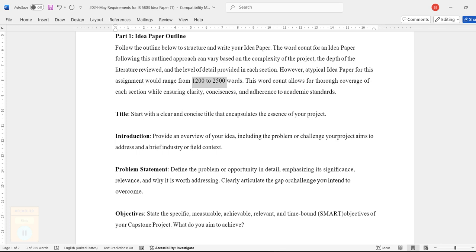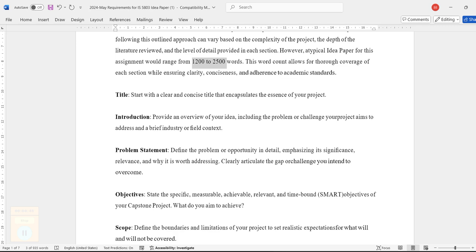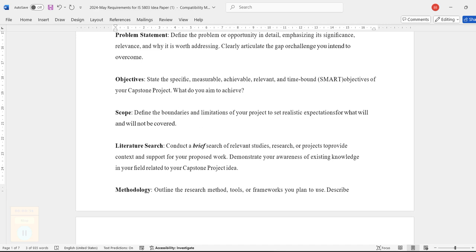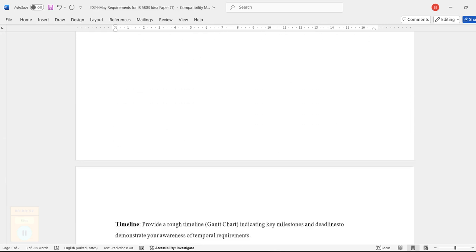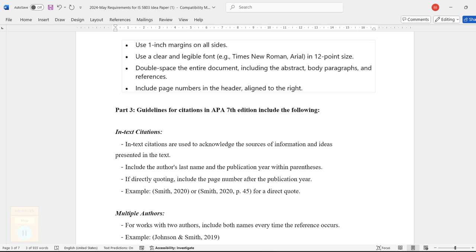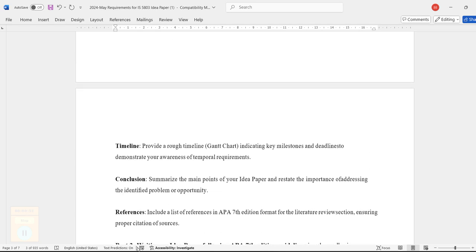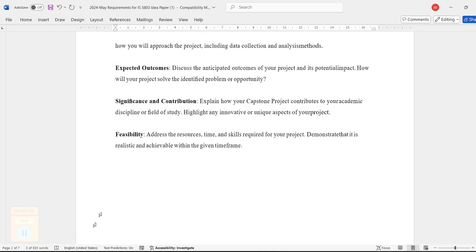This paper consists of various sections, which include the title of your idea. Next, we are supposed to give some introduction to the paper idea, whatever idea you have. Then problem statement, objective, scope, literature research, a lot of sections are there. All these sections have to be completed, up to the references section.